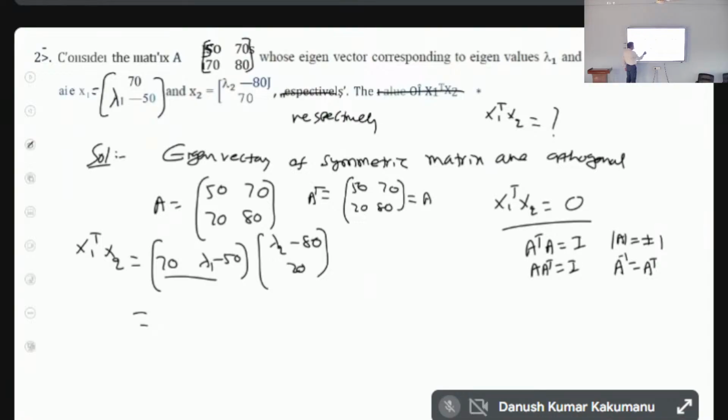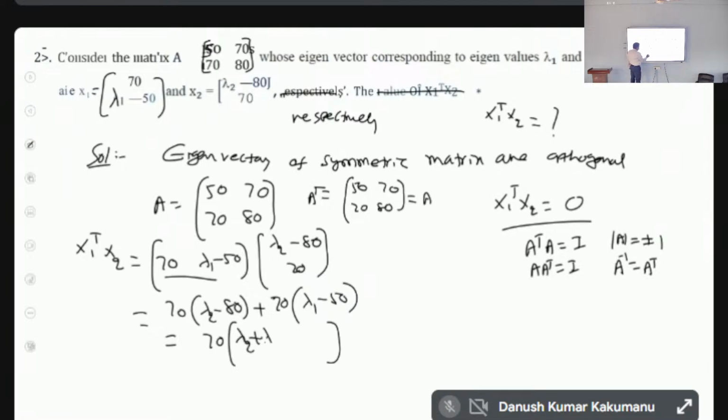And also we are checking like this. What is the multiplication of these two? 70 into lambda 2 minus 80 plus 70 into lambda 1 minus 50. What is common in both of them? 70 is common. Lambda 2 plus lambda 1 minus 80 minus 50. What is lambda 1 plus lambda 2? Sum of the eigenvalues is equal to the trace. Lambda 1 plus lambda 2 is 130. 130 minus 130 is equal to 0. This is the second approach.